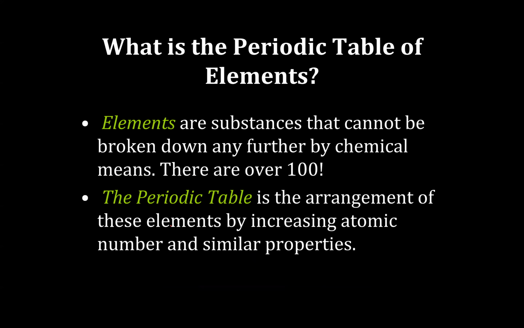So what is the periodic table of elements then? Elements are substances that cannot be broken down any further by chemical means. That means elements are just different atoms with different numbers of protons. Giving a name to atoms with a different number of protons, or different atomic number. This is the simplest form of substance. For example, coffee is a substance, right? But is coffee an element or no?